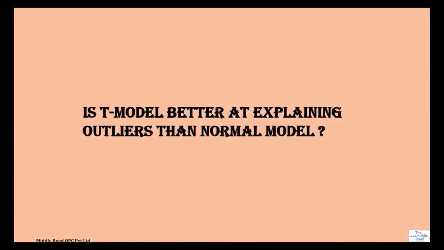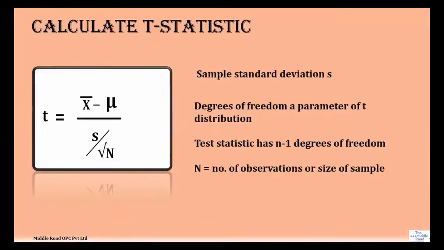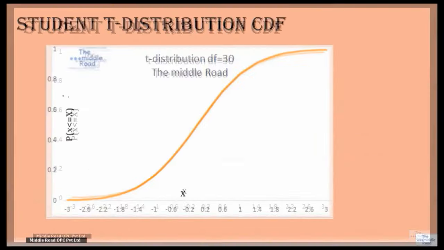I have an accompanying article which talks about whether the T model is better at explaining outliers than the normal model. I leave it to you. You see that the tails are much thicker. Refer to that interesting piece of research. T statistic values: the difference is now you have S, which is the sample standard deviation, and you're getting this point estimate from the sample.